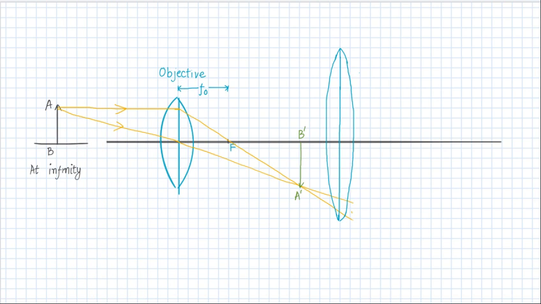Now this eyepiece has a shorter focal length as compared to your objective, and it has a smaller aperture as compared to your objective. Now note, the arrangement of the eyepiece is such that this image should be formed within the focal length of the eyepiece. If this point represents the secondary focus of this eyepiece, let me write down eyepiece somewhere here on top.